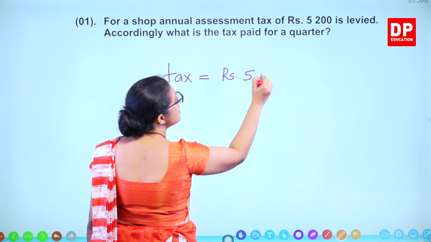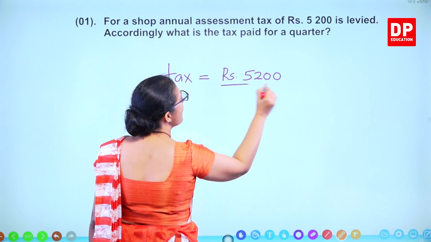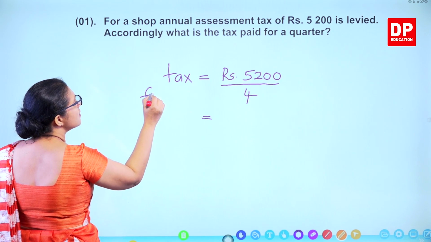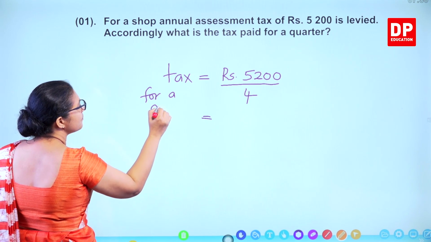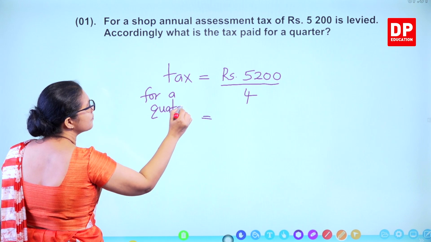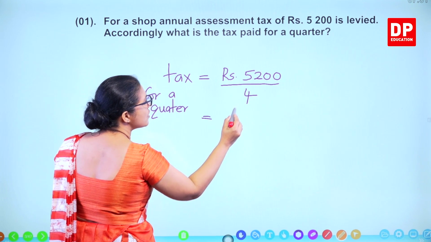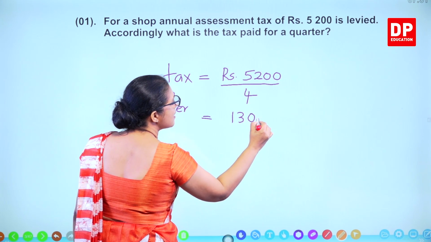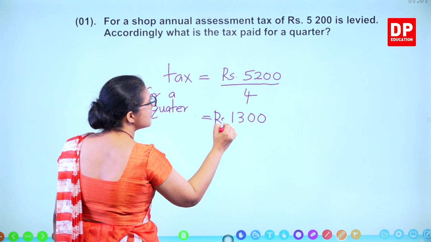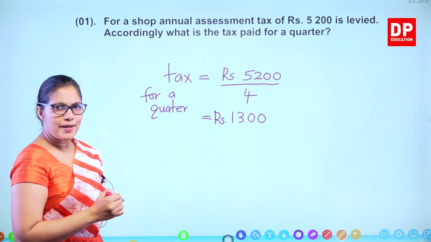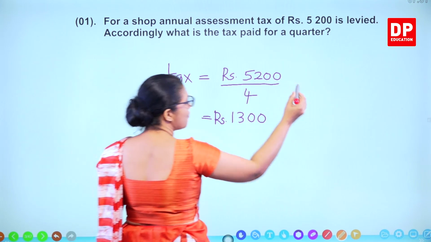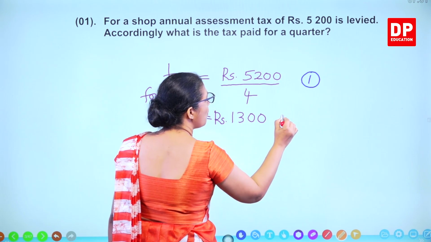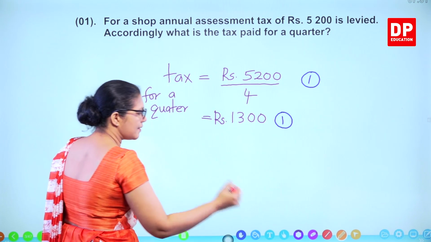So the tax is 5,200 rupees divided by 4. So tax for a quarter. So 4 times 1. 4 for 12, that's 1,300 rupees. So 1 mark for the method and 1 mark for the answer.